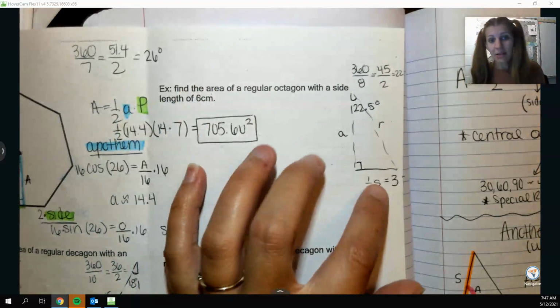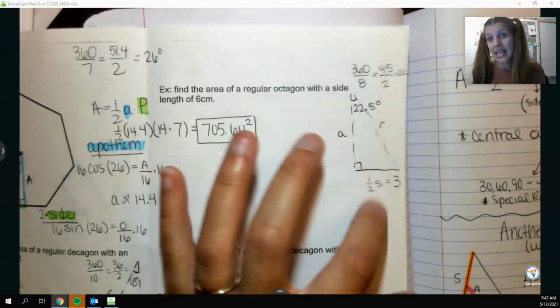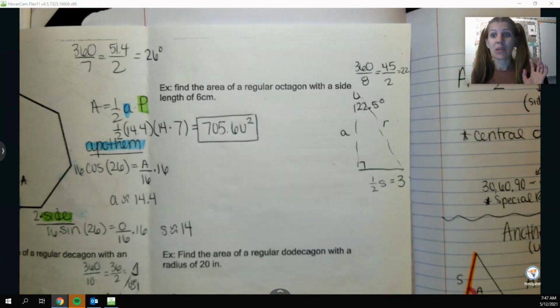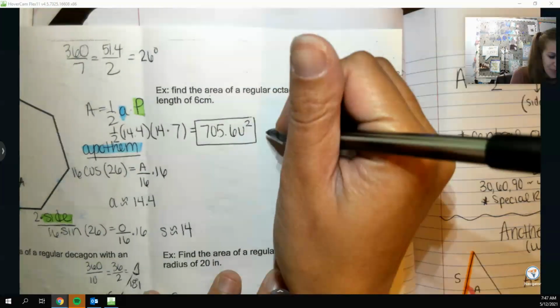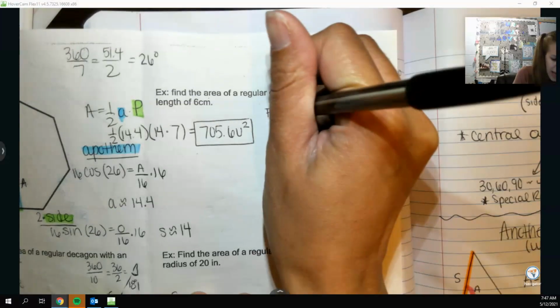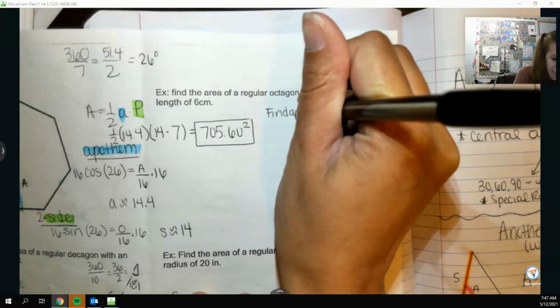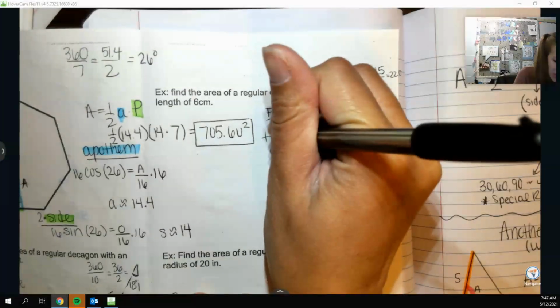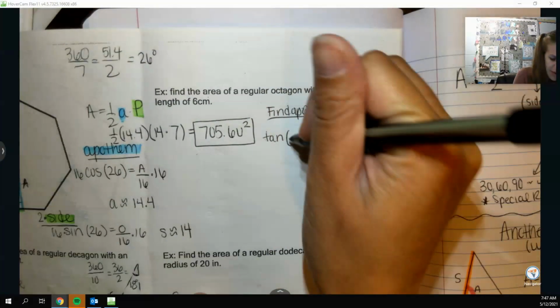Because I have one of the sides that I need, and I have to find the other, that tells me that I'm going to have to use tangent. So to find my apothem, we're going to use tangent of the angle.